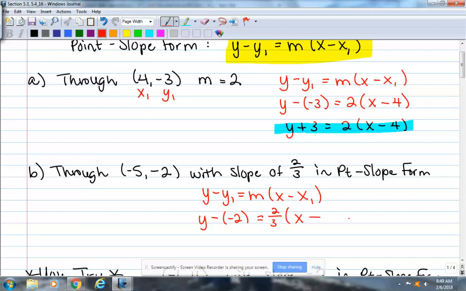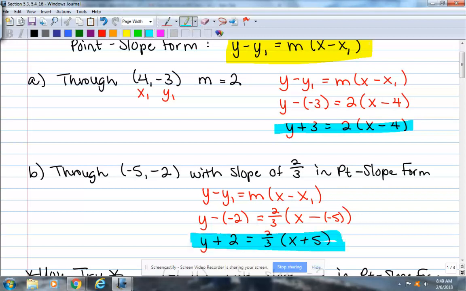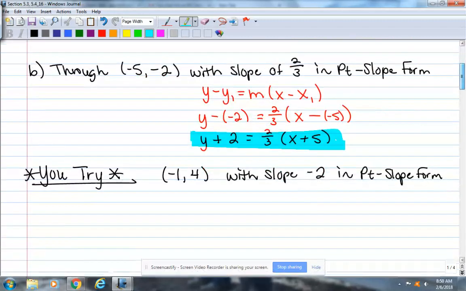Parentheses, x minus, what's x1? -5. I'm going to use parentheses around my double negatives again. And what's the last thing I have to do? Change double negatives to plus signs. So y plus 2 equals 2/3 x plus 5. And that's the most difficult as they get when you have to change both of them. Which is really not difficult at all, is it? Any questions about that? You guys try this one.